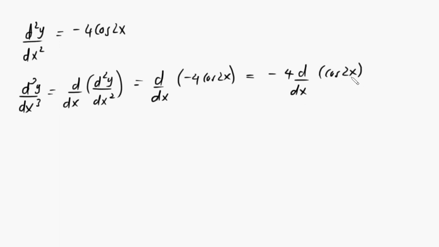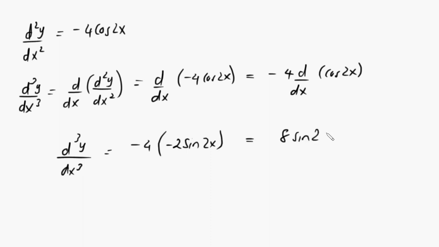So I said we can differentiate cos nx, you get negative n sin nx. So this third derivative is equal to negative 4, and here I get negative n, which is negative 2 sin of 2x. So negative 4 times negative 2 is just going to be equal to 8 sin 2x. So this one is the third derivative, and this one is the second derivative, of y equals cos of 2x.